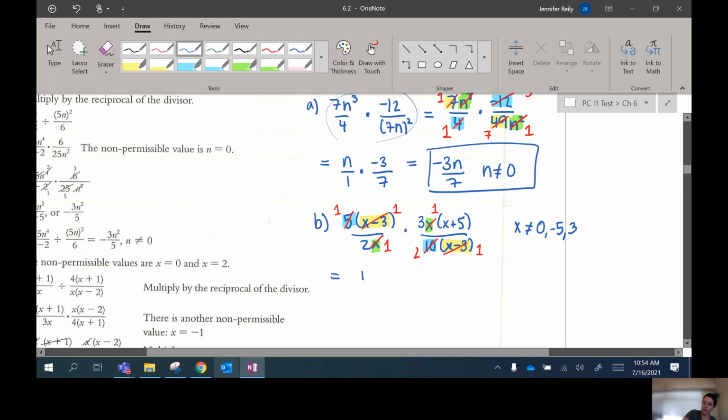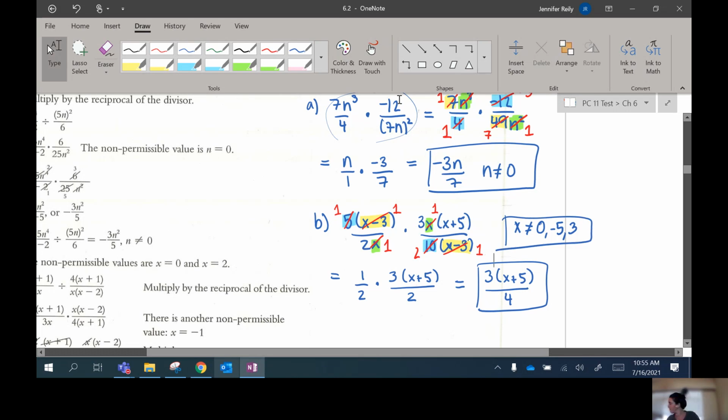Let's write down what we've got left. I have 1 over 2 times 3x plus 5 all over 2. Okay, and then I can write the answer, which would be 3 times x plus 5, all over 2 times 2, which would be 4. There we go. And I've got all of these non-permissible values there.